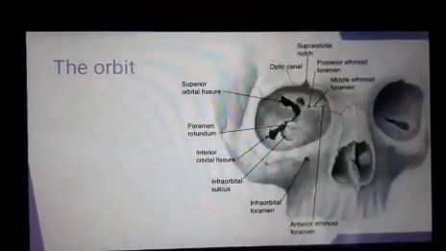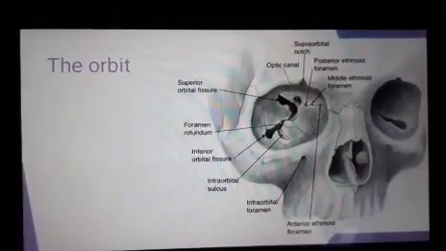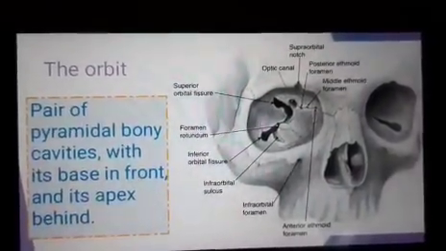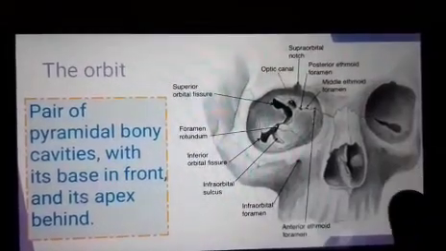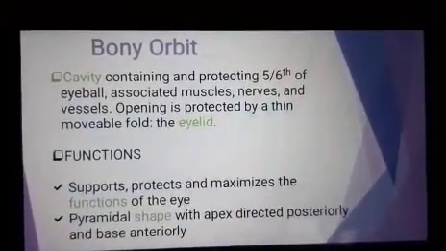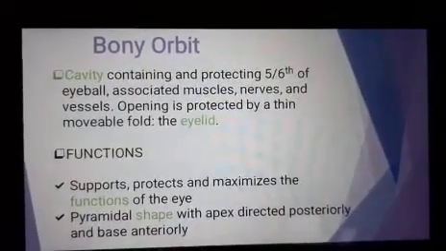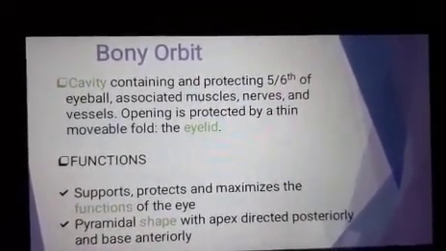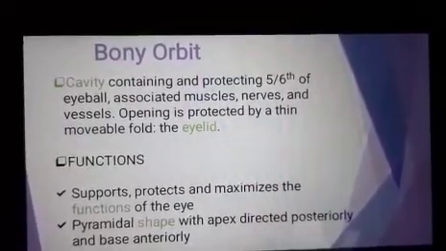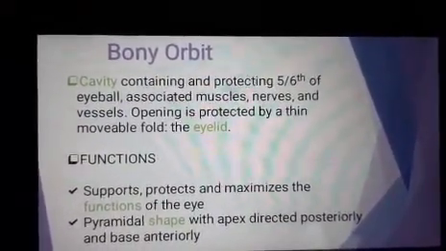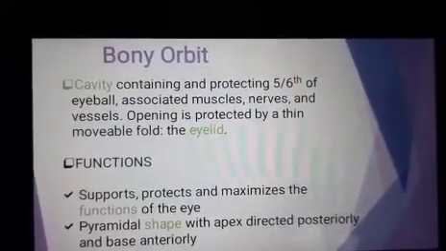Now talking about the orbit. What is an orbit? Orbit is basically a pair of pyramidal cavities with a base and an apex. The base is directed anteriorly and the apex is directed posteriorly. Now, why do we have this orbit? It is basically a cavity which contains and protects 5/6 of the eyeball, associated muscles, nerves, vessels, and its opening is protected by a thin movable fold which is known as the eyelid, and it also supports, protects, and maximizes the function of the eye.